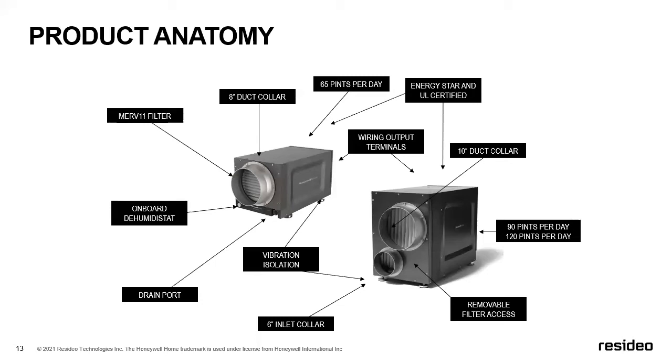Got vibration isolators on the bottom that come in the box. So if we're going to build some type of platform in the attic or the crawl space, we've got the vibration isolators on the bottom, so you can level those machines. Very important that they're level from a draining standpoint, and those are provided to minimize vibration.